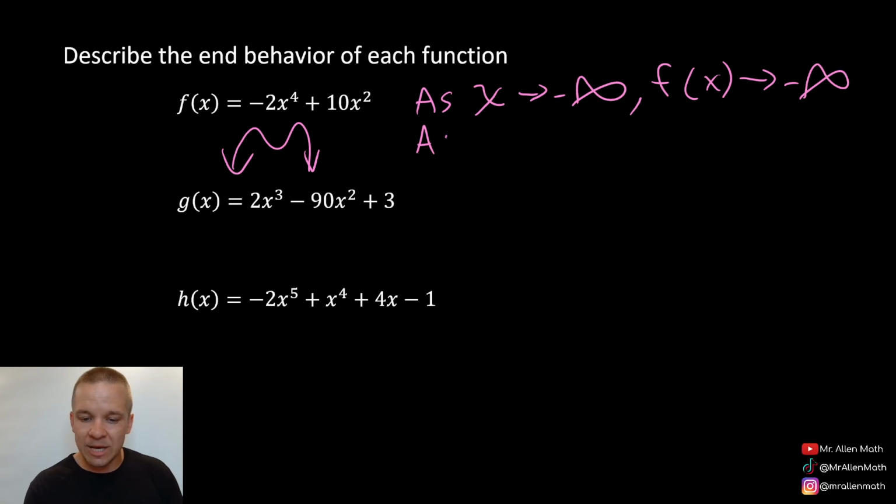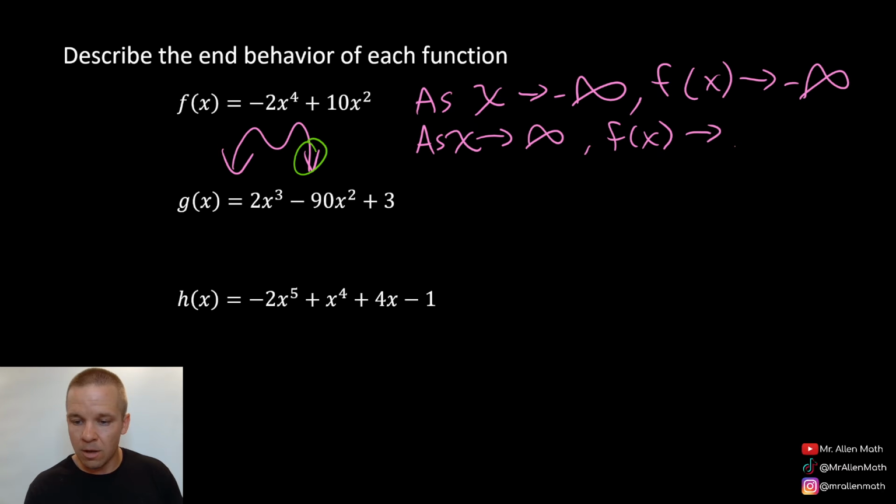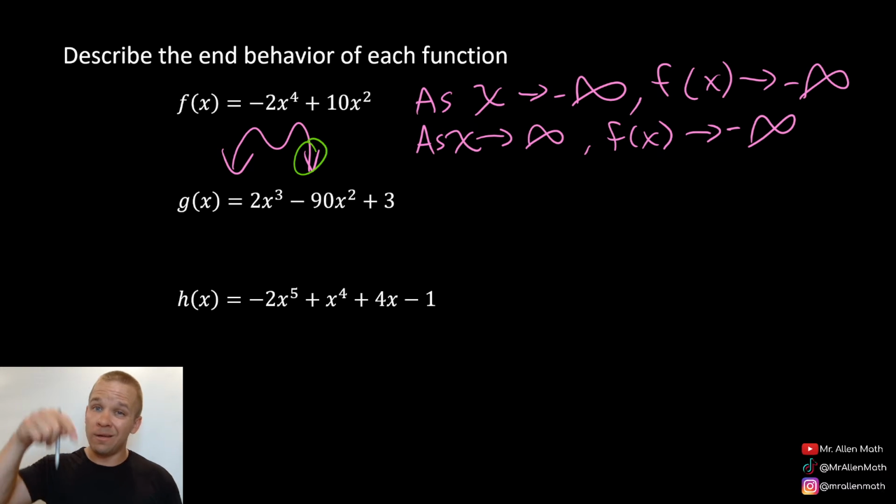What about as x approaches positive infinity, meaning the right side of our graph? Well, then we're looking over here, right? That would mean that f of x is approaching negative infinity as well because it's pointing down.